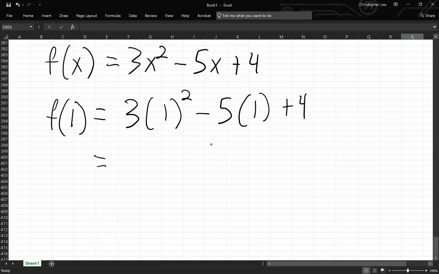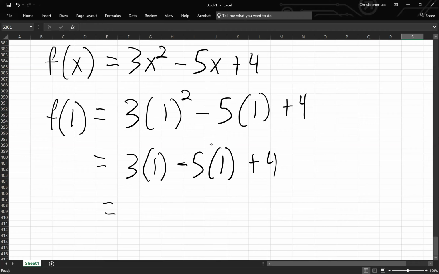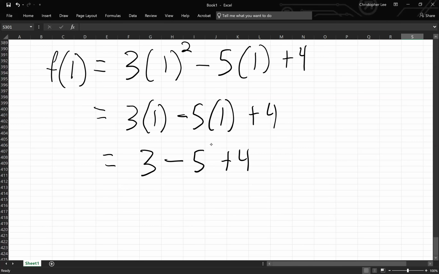What's 1 squared? Good. This is 3 times 1 minus 5 times 1 plus 4. All right, this is real hard now. What's 3 times 1? 3. Good. Now, what's 5 times 1? Very good. All right, plus 4. So now, what's the opposite of a positive 5?